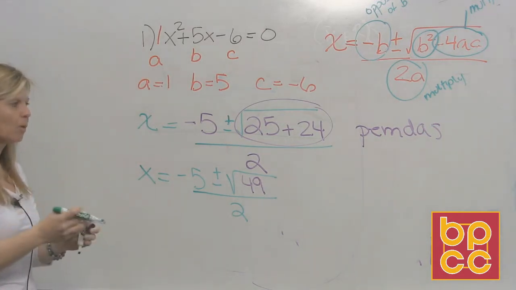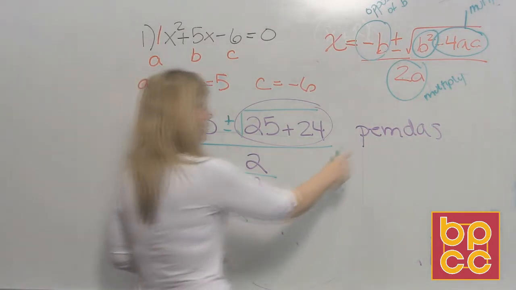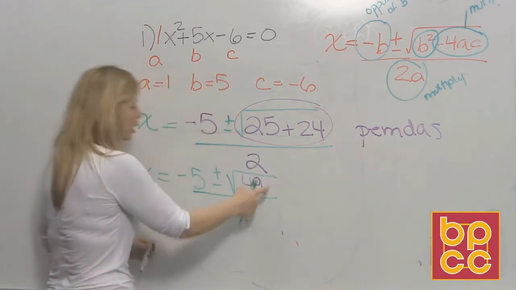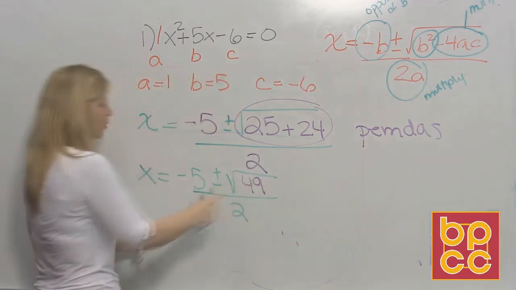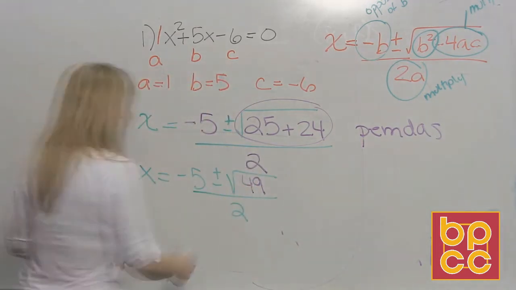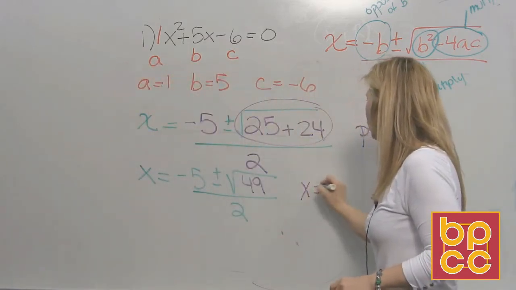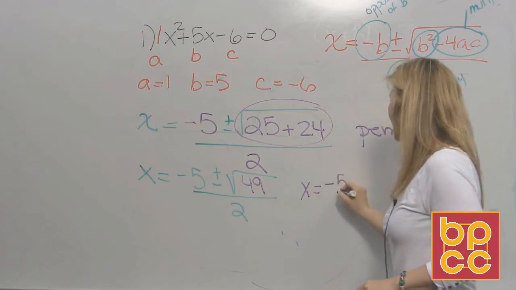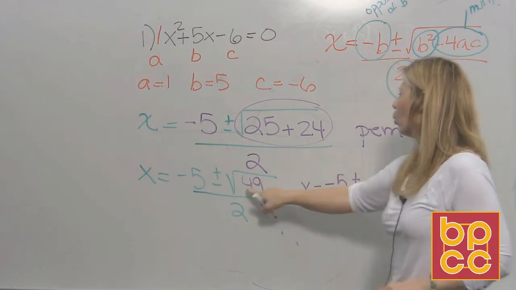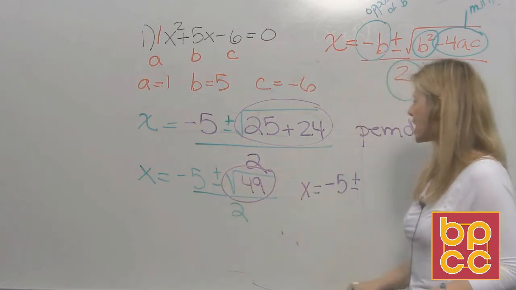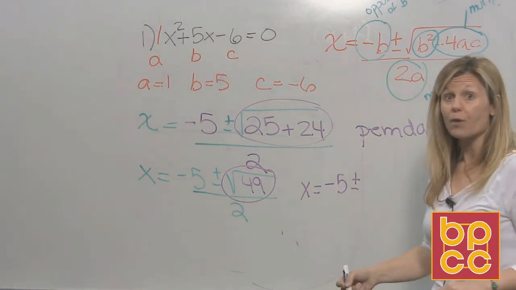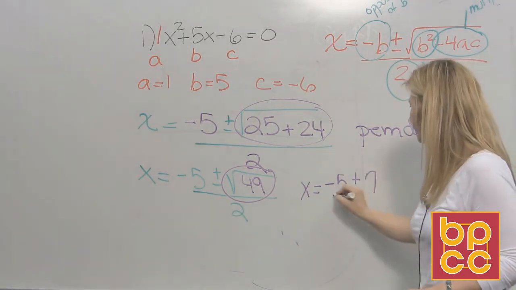So we combine what's in the square root. We're not done. P means do what's inside. We're going to do what's inside now. We're going to square root it. So we're going to copy. And this is the problem. You've got to write stuff down. This is x equals negative 5 plus or minus. What is the square root of 49? Well, 49 is a perfect square. So that's a 7 over 2.